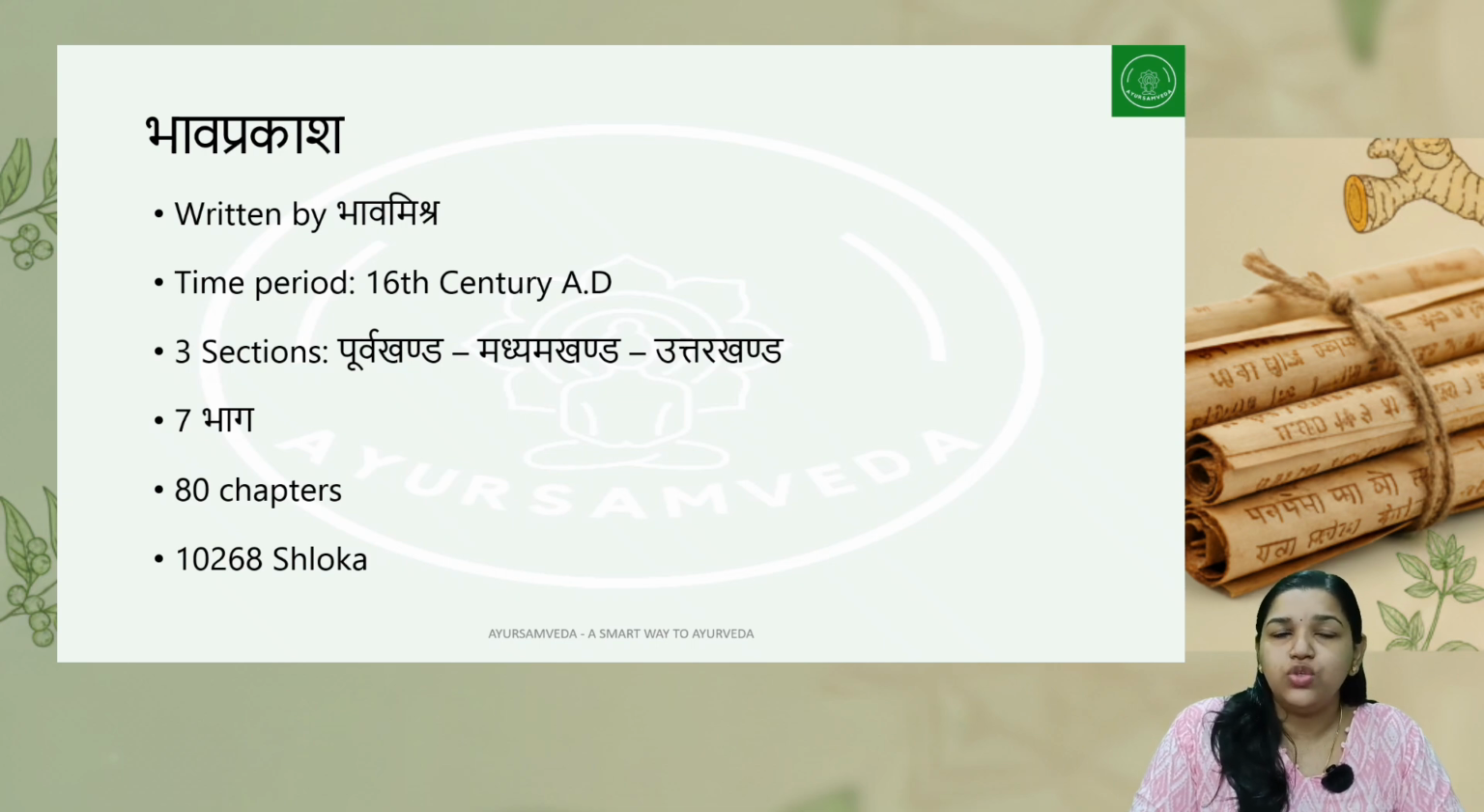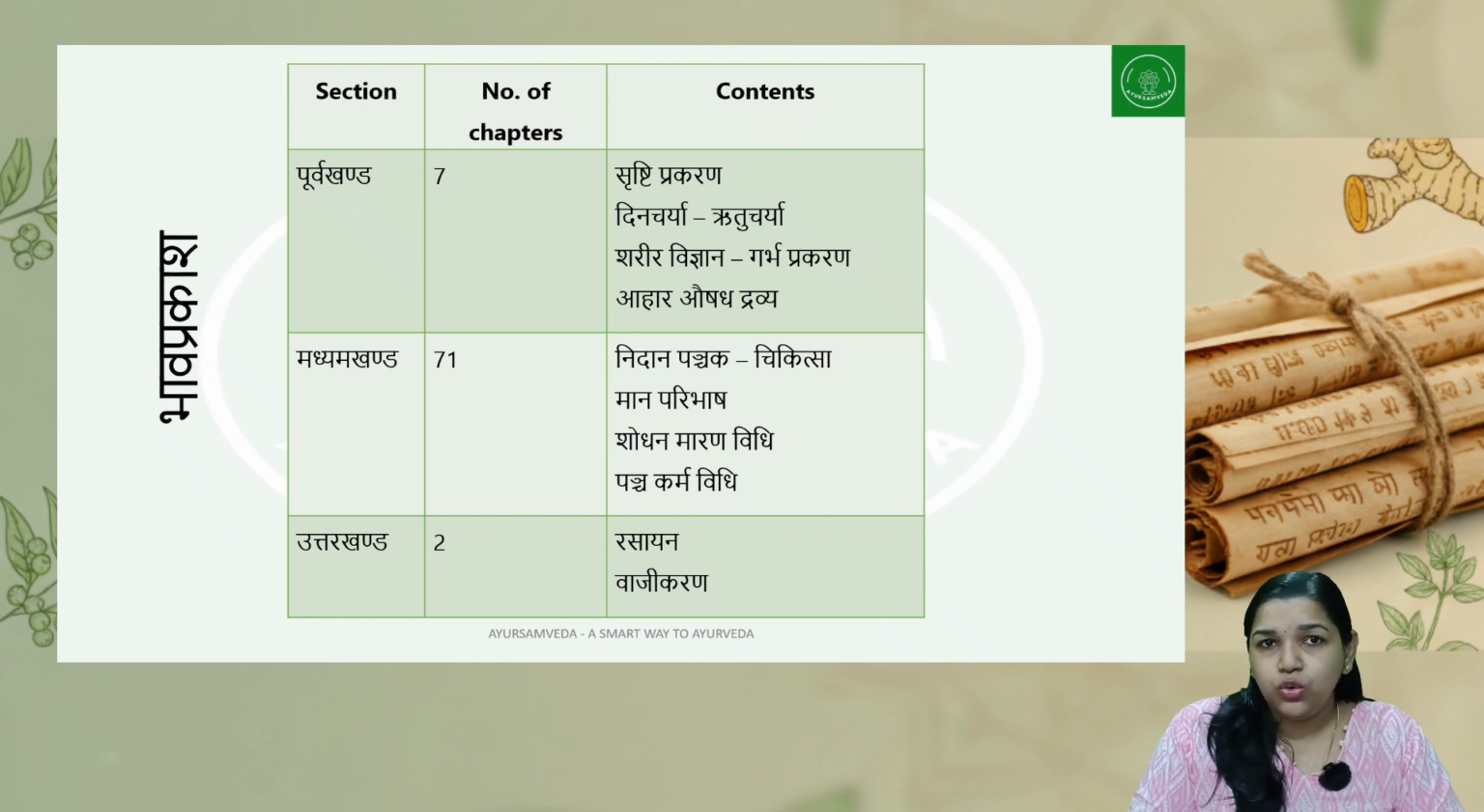Apart from this, this textbook is divided into 7 bhagas, which comprise 80 chapters and 10,268 shlokas. 7 chapters are present in Purvakhanda, which contains Srishti Prakarana, Dinacharya, Ritucharya, Sharira Vijnana, Garbha Prakarana, and Ahara Aushadha topics. The 71 chapters of Madhyamakhanda explain in detail about Nidana Panchaka, Chikitsa, Mana Paribhasha, Shodhana Marana Vidhi, and Panchakarma Vidhi. The last 2 chapters of Uttarakhanda explain about Rasayana and Vajikarana.